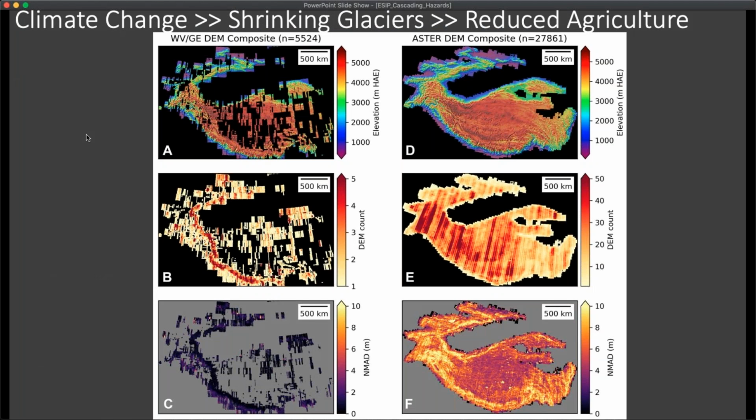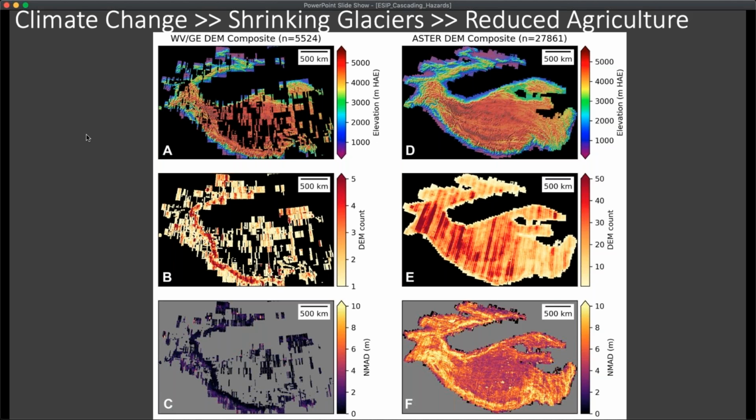So on a longer time scale, but staying in the same region in high mountain Asia, we looked at how climate change is impacting glaciers and how that might in the future impact agriculture. So this is just to orient you, and it also shows the main data sets that we have used.